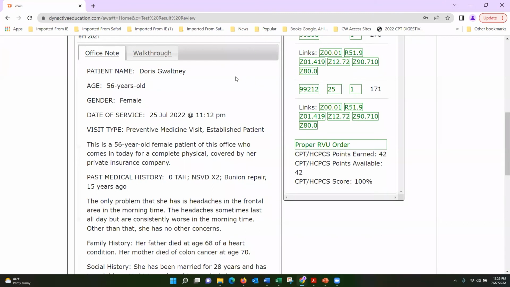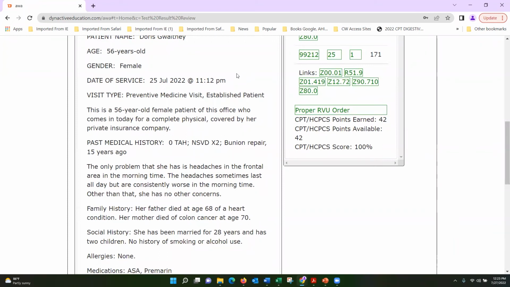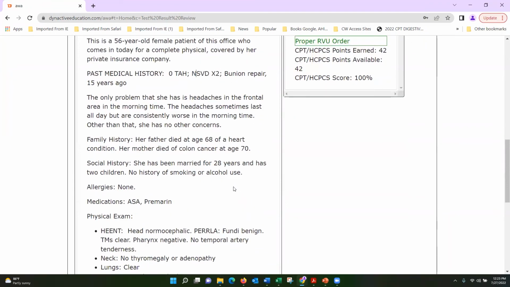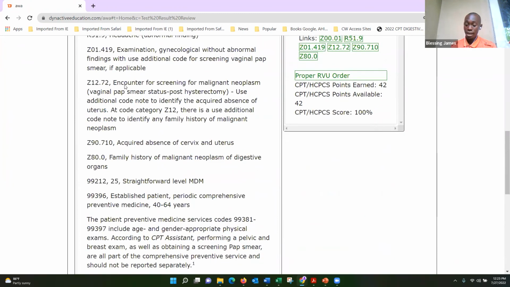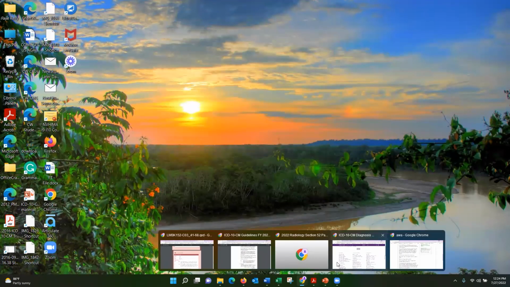Okay. Blessing, you have a question? Yes, I just want to confirm this. Just because the physician did a pap smear, that gives the encounter for screening for malignant neoplasm? Yes. That will be your code when a patient comes in for a pap smear, whether they're coming in for their physical exam, or coming in with complaints of maybe abdominal pain or pelvic pain, and the physician does a pap smear. A pap smear is considered to rule out a malignancy. Let's pull up that code.